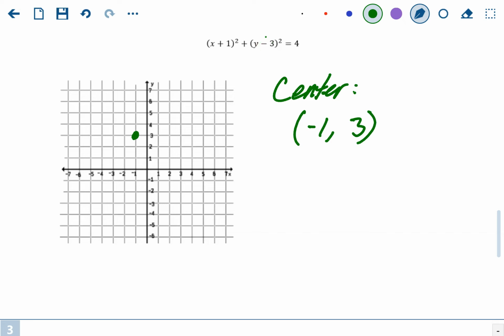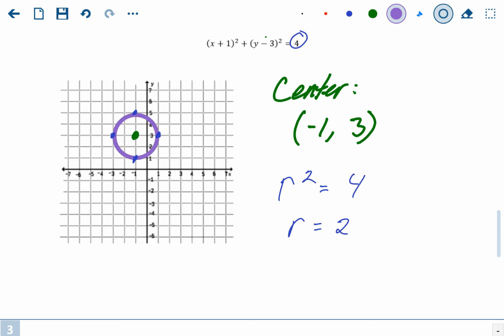What's the radius of your circle? We know what r squared is. r squared is 4, which means r is 2. So from the center, you would go up 2, left 2, down 2, and right 2. I did those opposite. Okay. And then again, connect your dots in a circular shape.